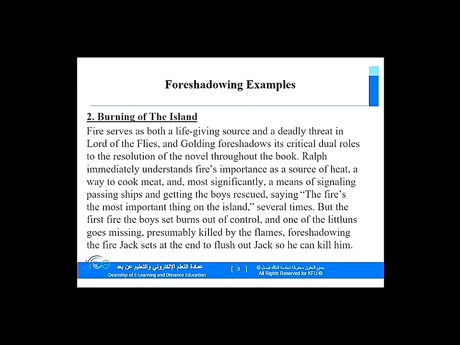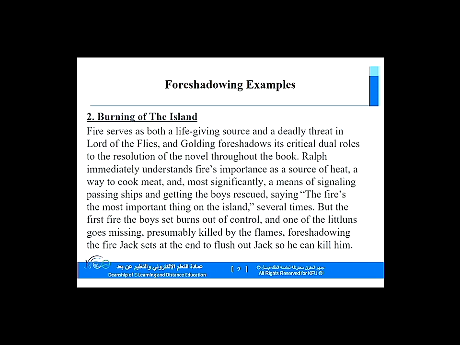The second example of foreshadowing is the burning of the island. Fire serves as both a life-giving source and a deadly threat in Lord of the Flies. And Golding foreshadows its critical dual roles to the resolution of the novel throughout the book.